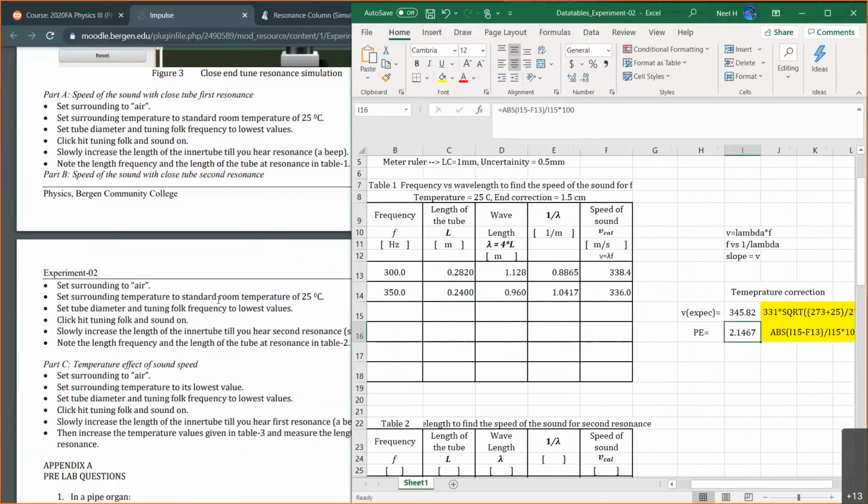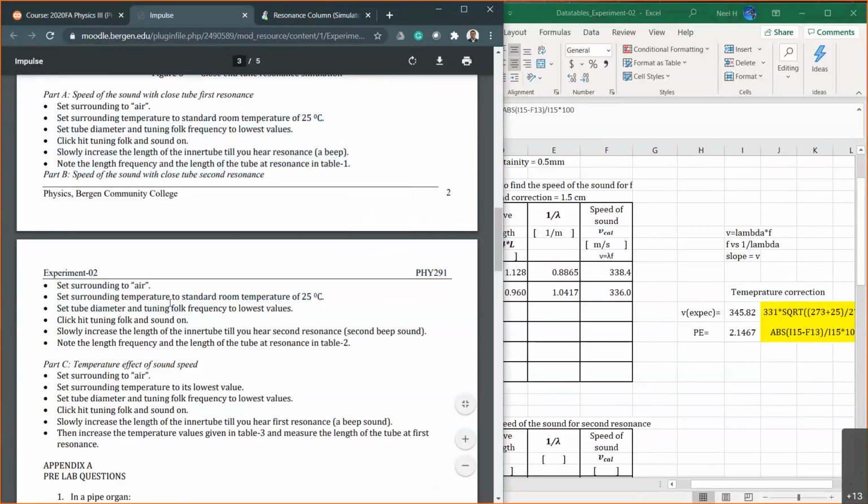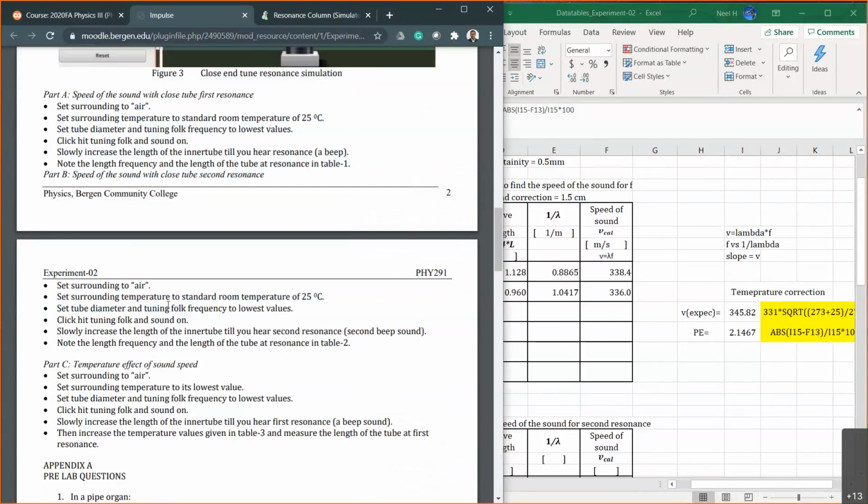Okay, let's continue then. The plan of the experiment is to make the graph and then get the sound speed by using the graph. Let's see whether the graph will give us a better value.